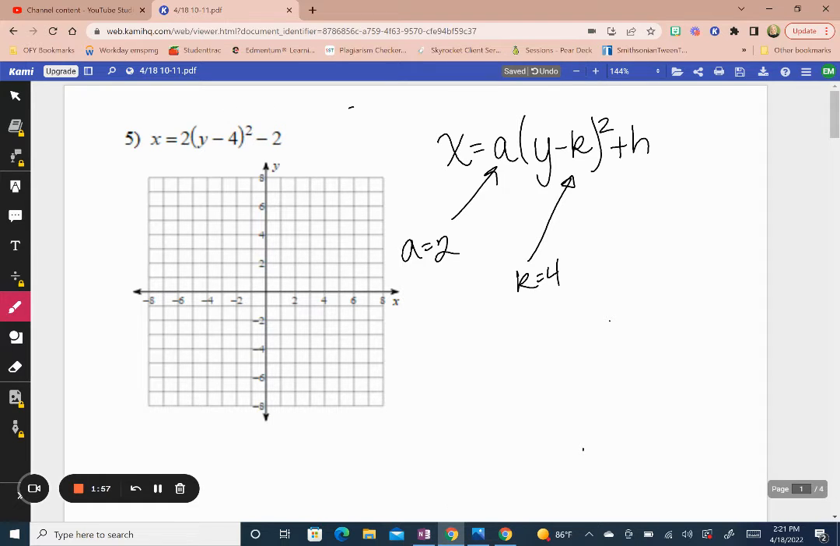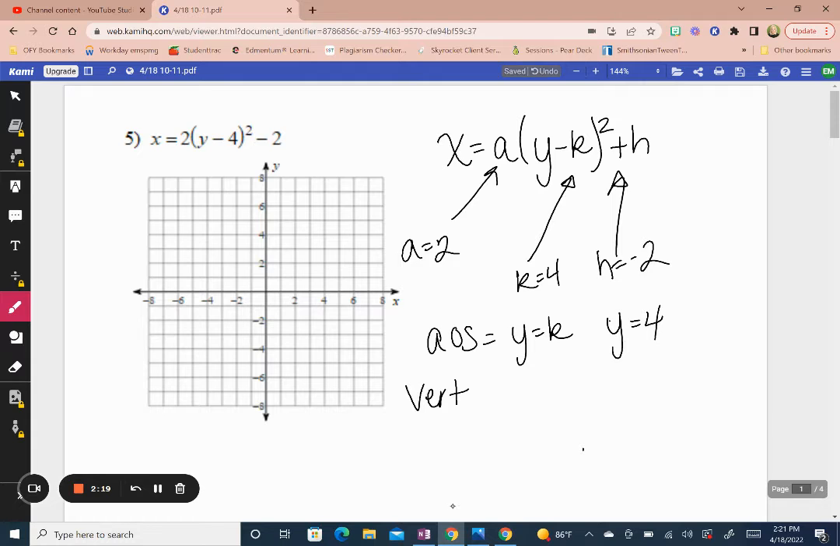Okay. And our h is negative 2. See how right here it's a positive 2? Right here is a negative 2. This is actually going to change our h to be a negative 2. Axis of symmetry, I'll put AOS for short, is going to be y is equal to k. So when y is equal to 4, our vertex is equal to negative 2 comma 4.